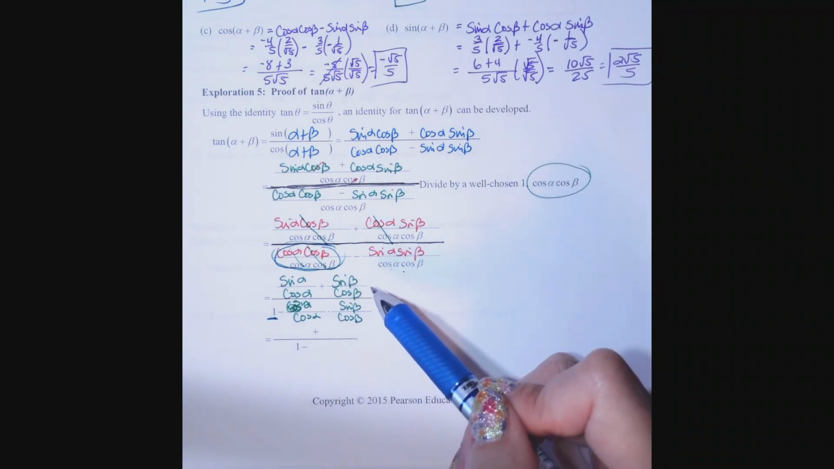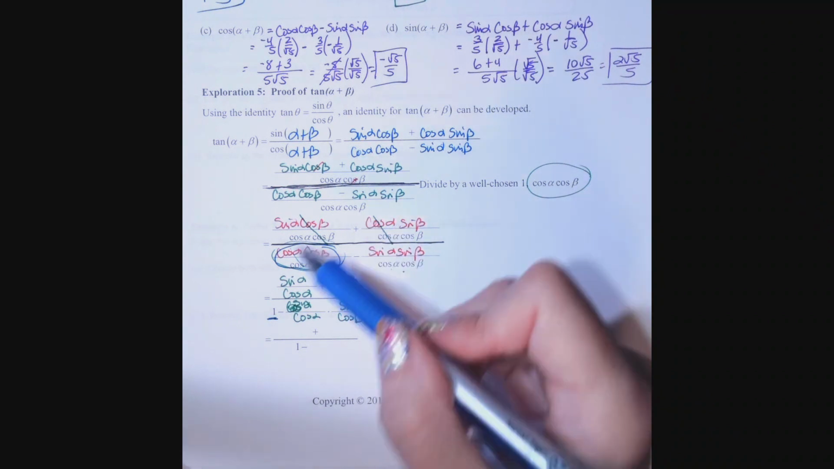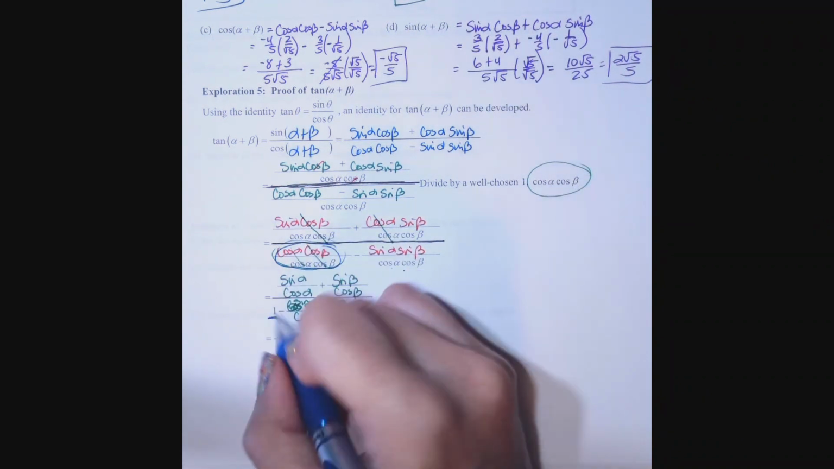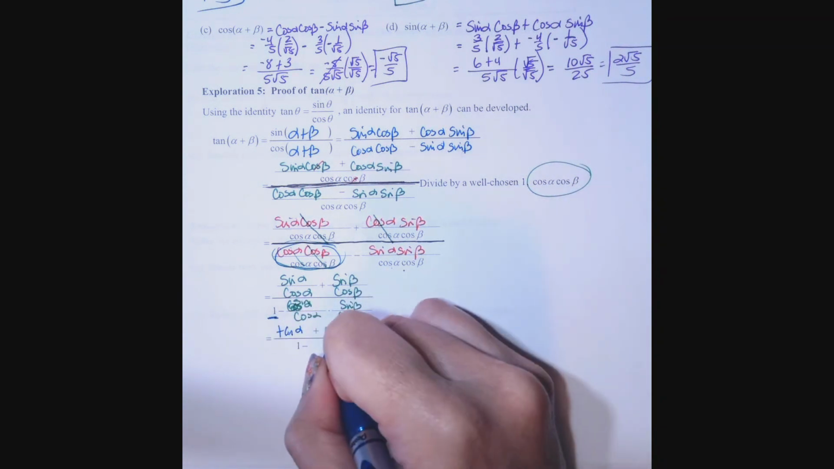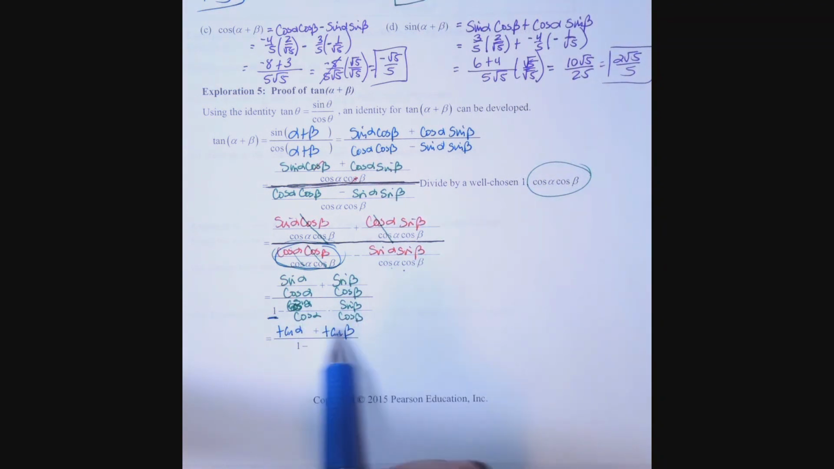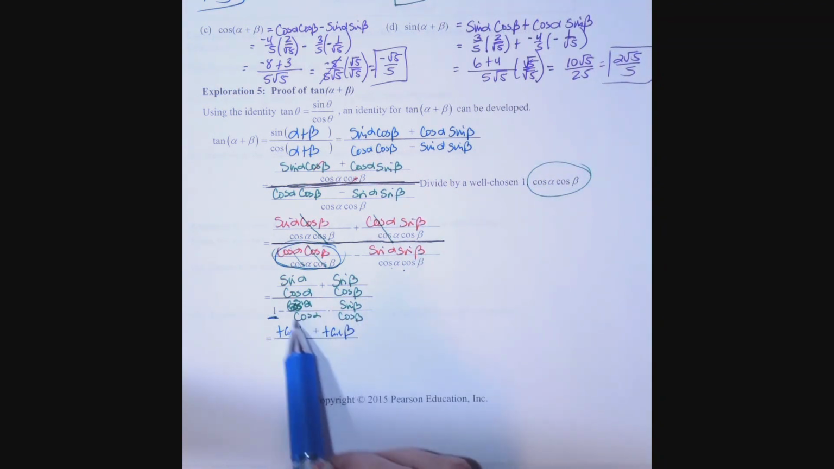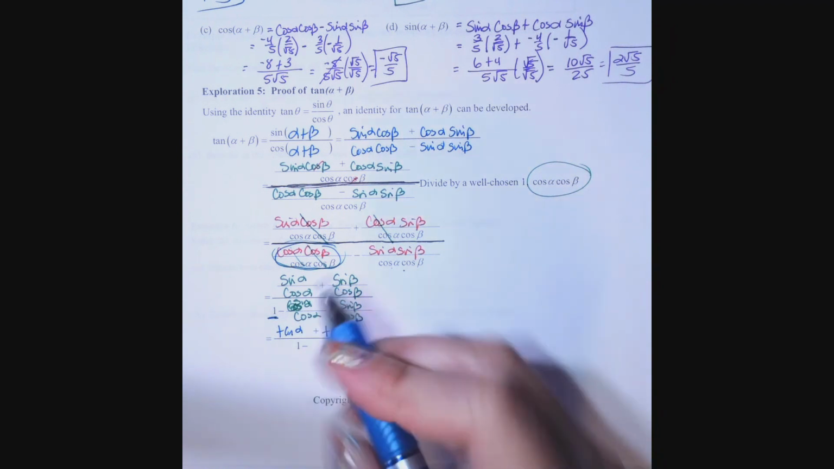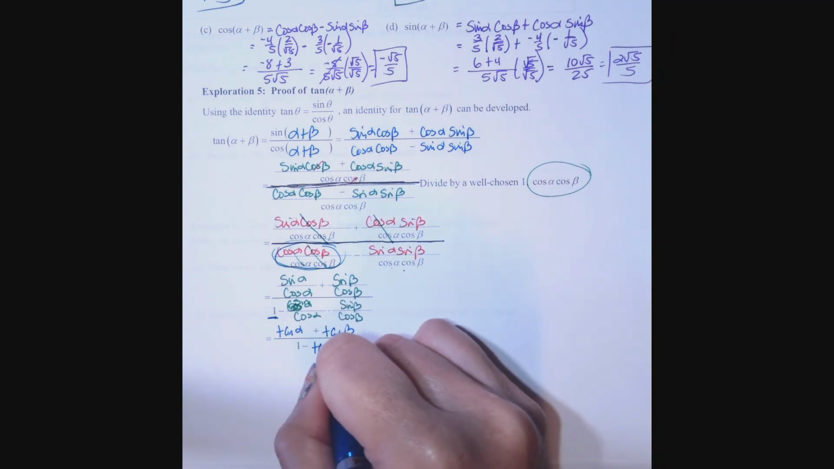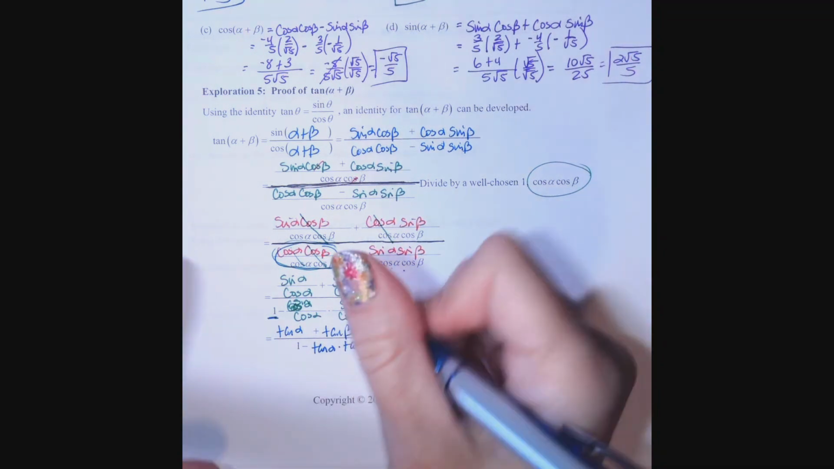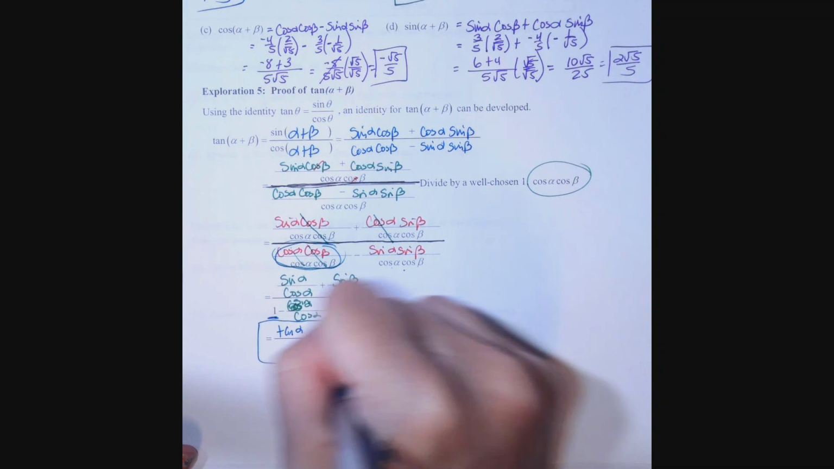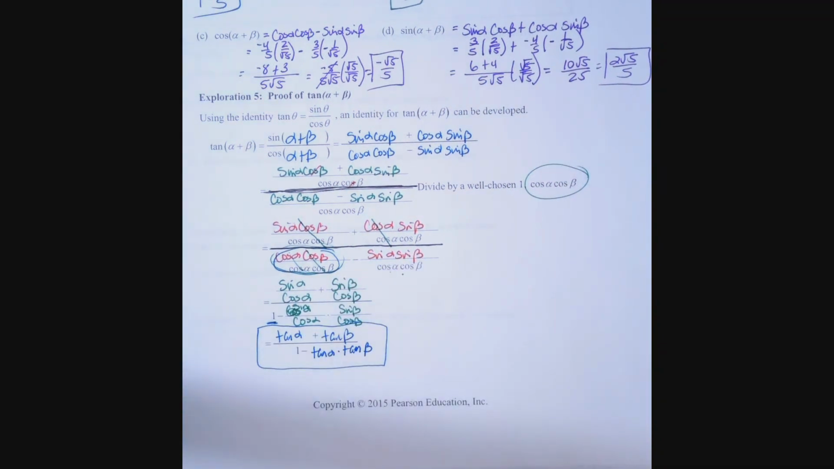Now, let's go to terms of tangent. Sine alpha over cosine alpha is tangent alpha. Sine beta over cosine beta is tangent beta. And right here, I've got tangent alpha times tangent beta. And that, my friends, is the tangent sum identity derived.